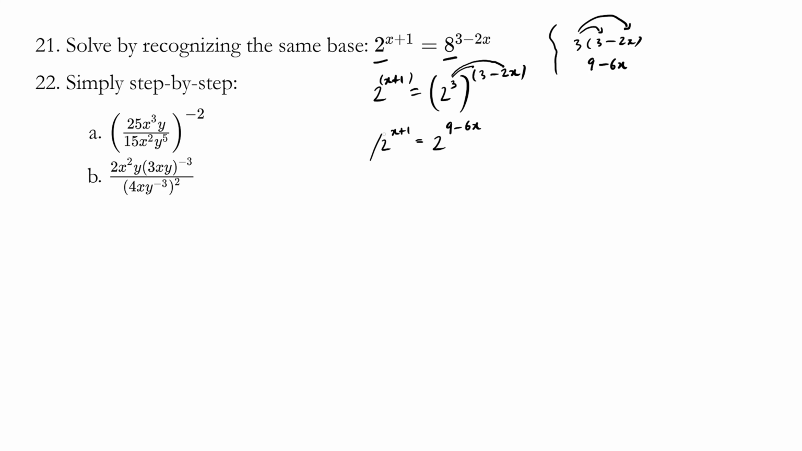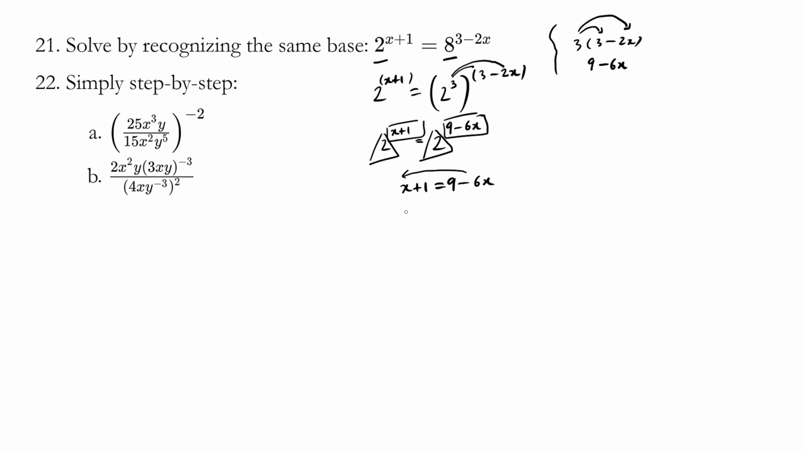Now the bases are the same. We have the common base, and so the exponents must be equal as well. When we're equating the exponents, we say that x plus 1 equals 9 minus 6x. And the rest is just basic algebra.